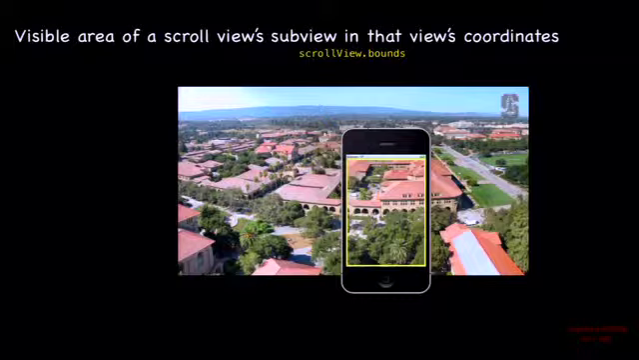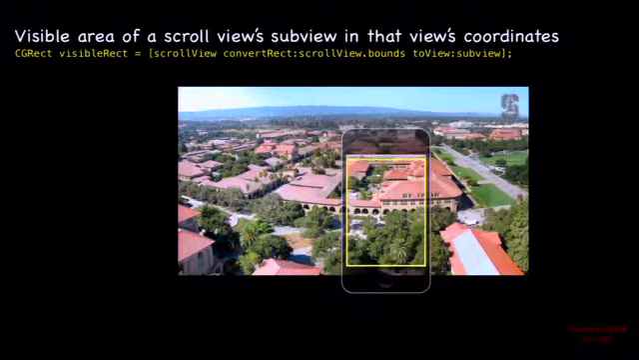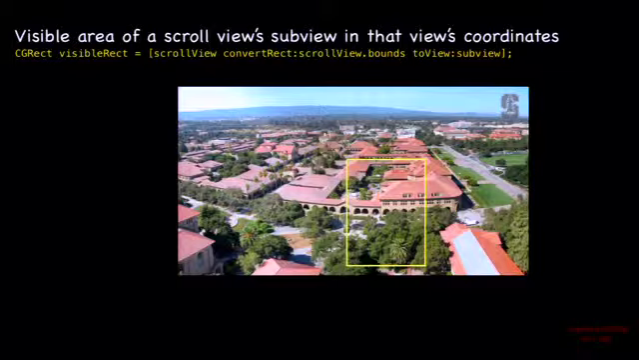But you might want to convert that, for example, to the Stanford campus image view's bounds, or coordinate system, because they're different coordinate systems, right? The scroll view's bounds is its own coordinate system, and then the Stanford campus is in the content area. So you can do that using this standard view method called convertRect:toView:. What that'll do is give you the same rect, the scroll view bounds, but in the content area's coordinate system.